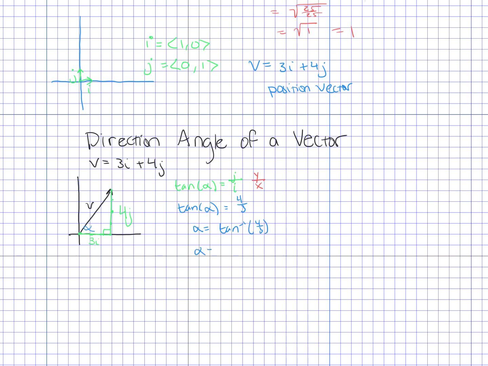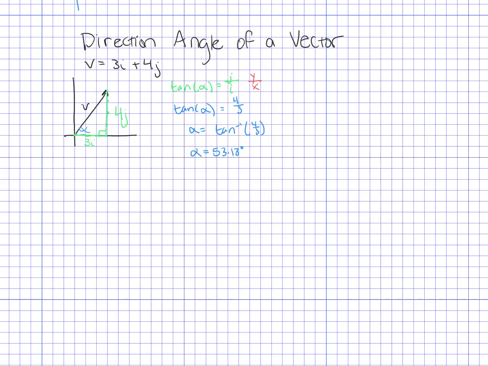So we end up with that alpha is about 53.13 degrees. It's not too bad. Now, this is what we're going to do most of the time. However, what if we have something in a different quadrant? That's going to make things slightly harder.